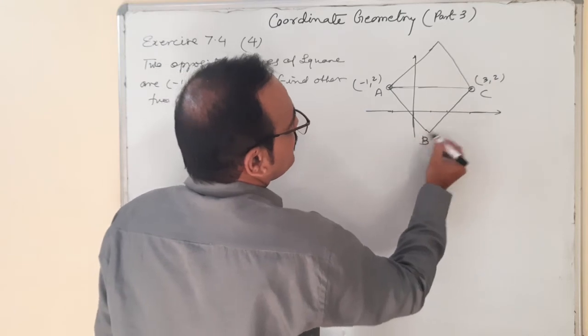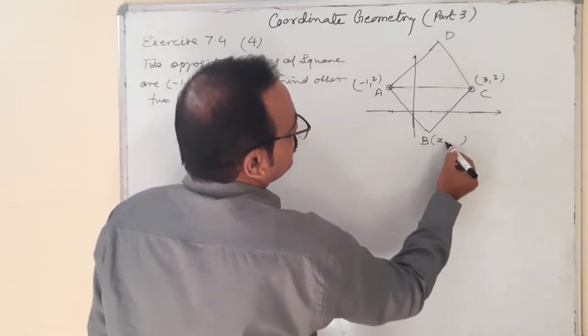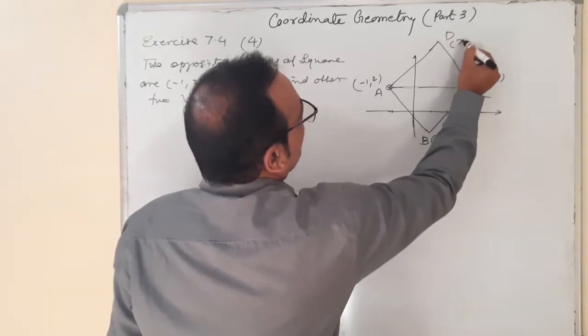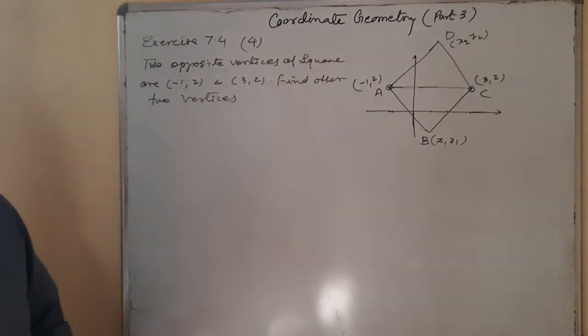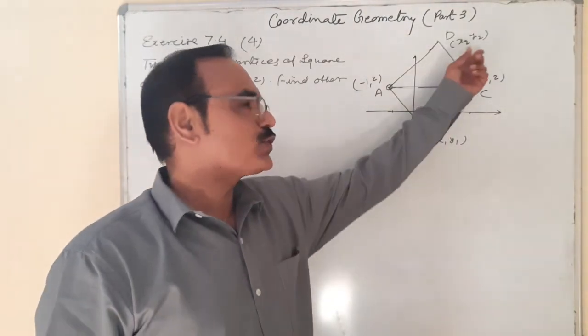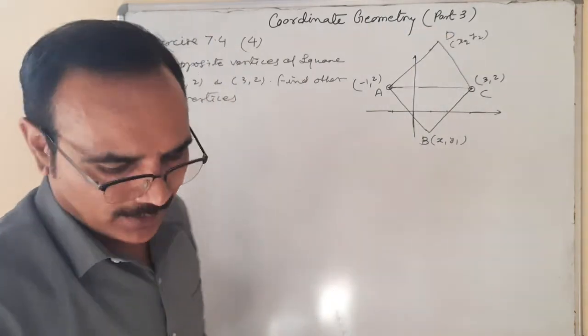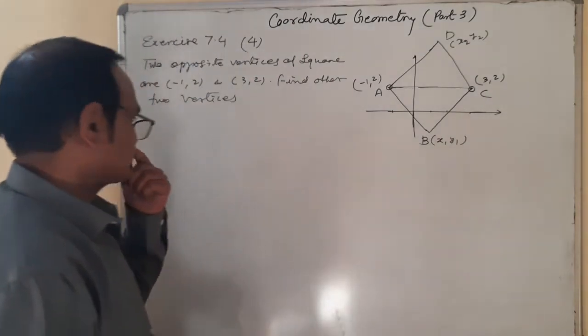A, B, C, it is D. Okay. X1, Y1, X2, Y2. Clear? The other two vertices I have taken as X1, Y1 of B and X2, Y2 of D. And now we are finding the values of X1, Y1 and X2, Y2.